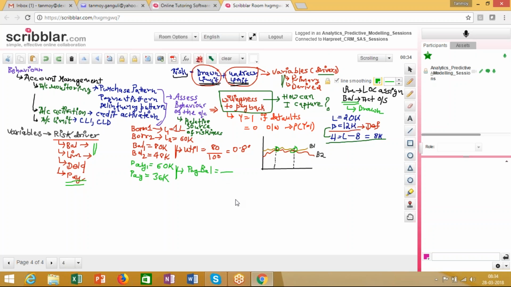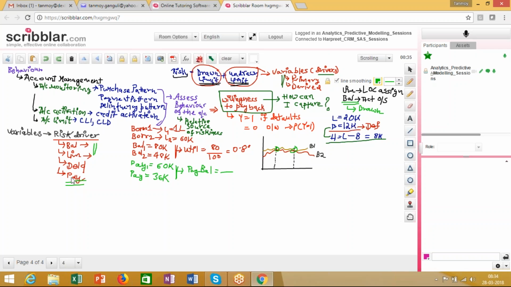This is a behavior... behavioral variables like balance, limit, delinquency, and payment. I just want to know, have you derived these, or are these mostly fixed for fixed products? No, no. We can have more variables, obviously, but every product has a set of core variables. Okay, and they are all primary variables.